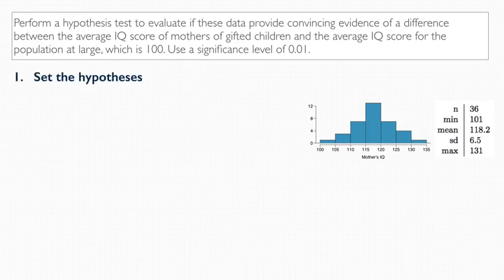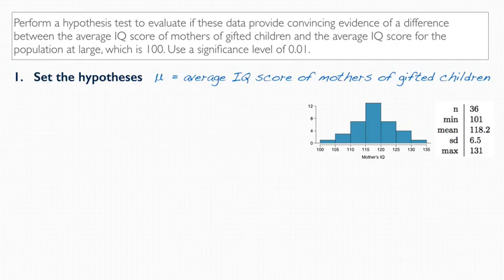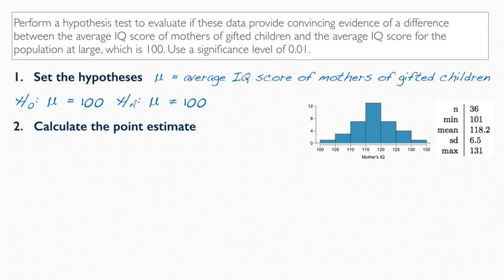First, we set the hypotheses. Before we do that though, let's define our parameter of interest, which is a mean in this case. So we're going to let mu equal the average IQ score of mothers of gifted children. Therefore, the null hypothesis is that mu is equal to 100, and the alternative hypothesis is that mu is different than 100. Next, we're going to calculate the point estimate, which is already given to us as the sample mean.